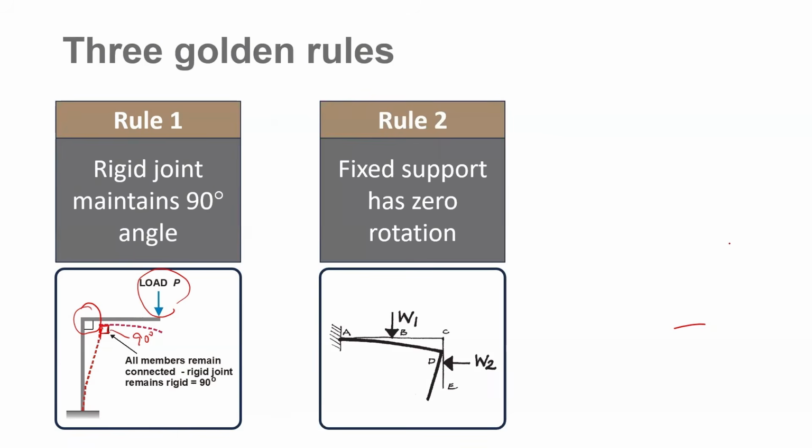The second rule is that a fixed support will have zero rotation. This is a fixed support. Theta over here is going to be 0. So slope or rotation at a fixed support will always be 0. It will not be like that in case of a pin joint. It will be like that. There will be some sort of rotation.